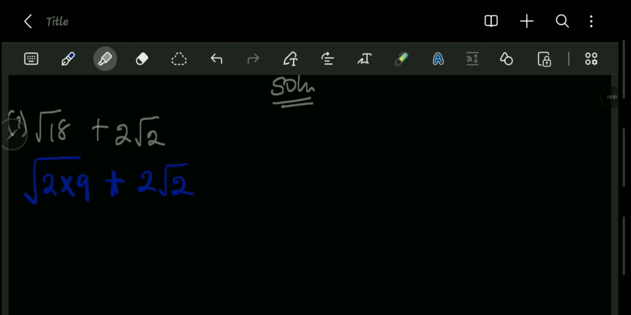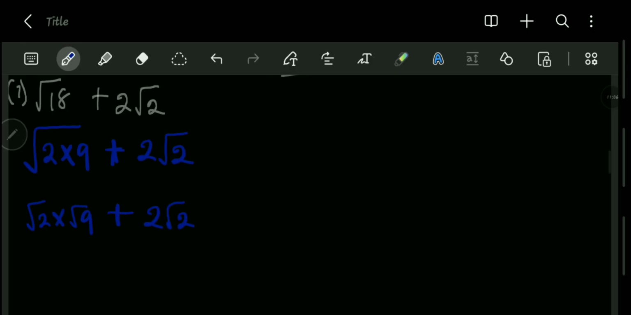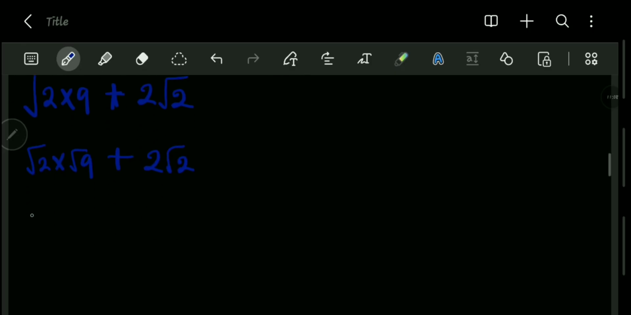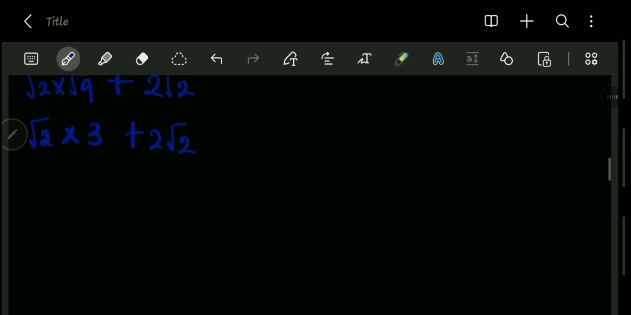So from here, I can decide to separate these two using one of the laws of surd. So this is going to be surd 2 times square root of 9, for these two, plus 2 surd 2. And then this is not a perfect square, so I'm leaving it this way. So 2 multiplied by 3, then plus 2 surd 2. If I multiply these two together, I'm going to have 3 surd 2 plus 2 surd 2.